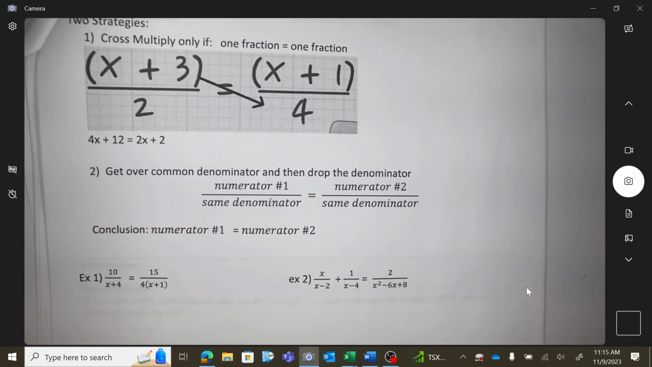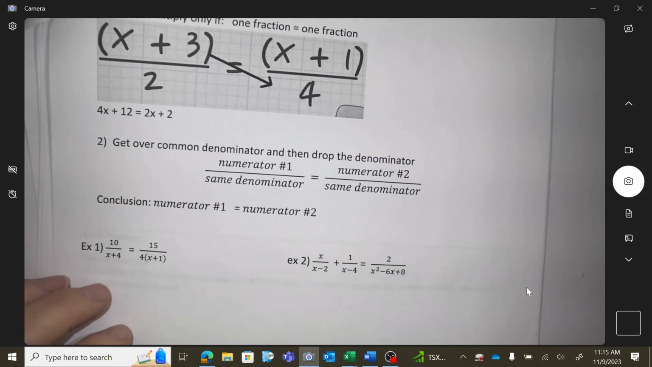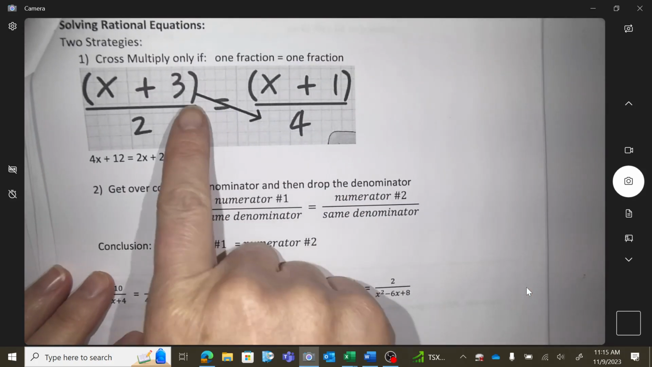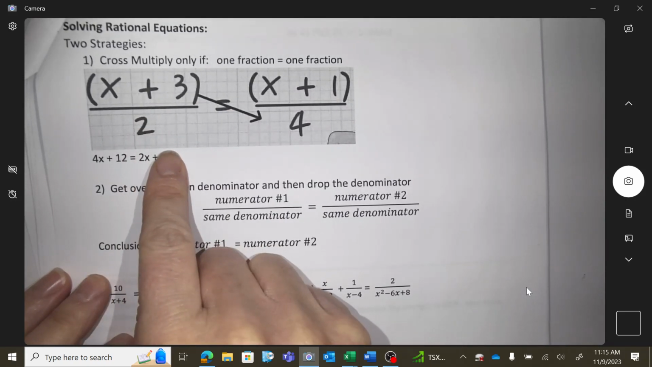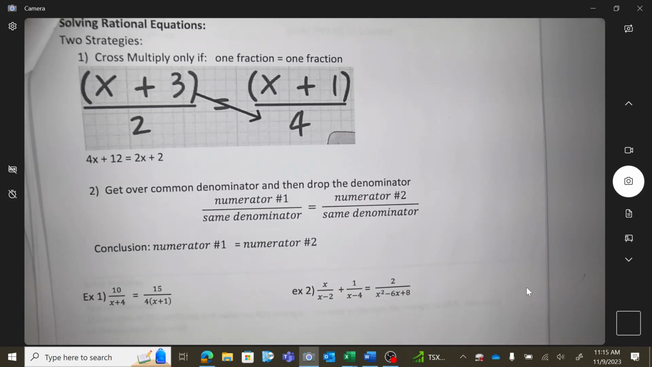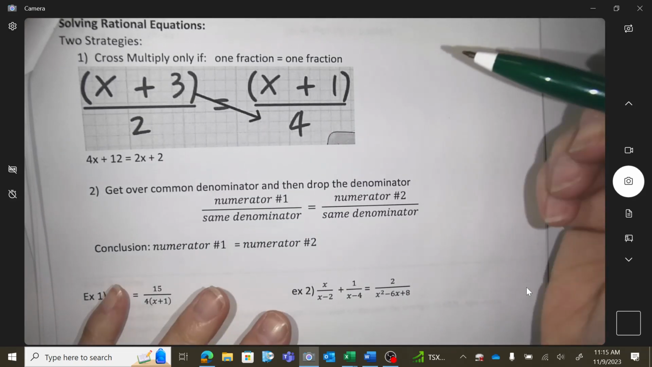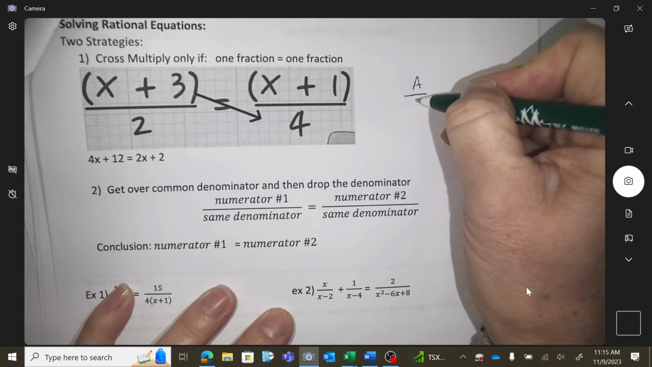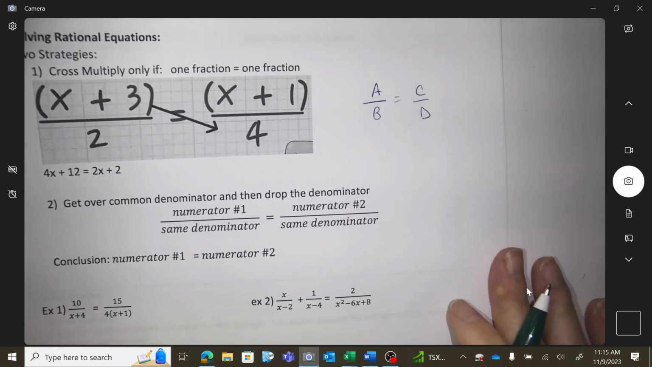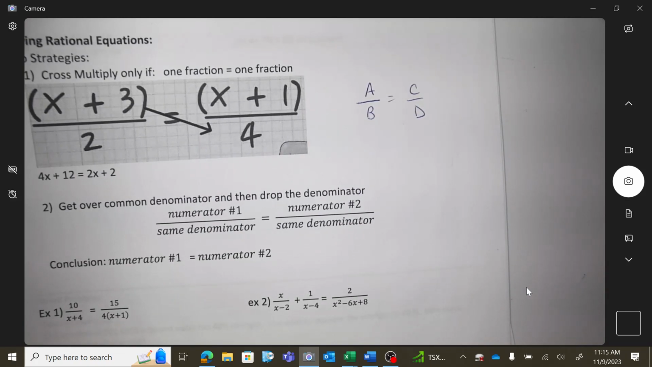Okay, when you solve rational equations, there are two strategies. So I put them here, 1 and 2. The first strategy is called cross multiplication. It can only be used if you have one fraction equal to one fraction. Okay, only when you have one fraction on each side can you use this method.